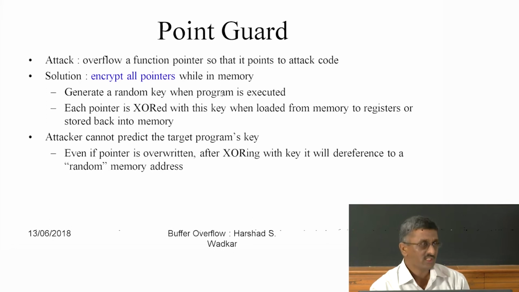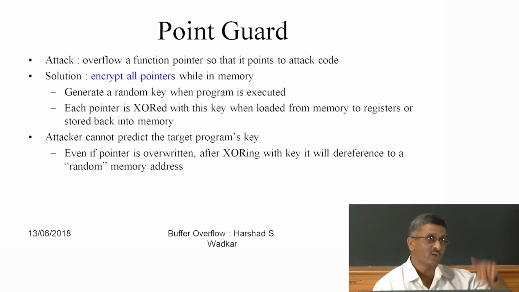What is required here is again a random number. Generate a random number key when the program is executed. Each pointer is XORed with this key. So whatever pointers we have will be XORed with this random number. Why a random number? If it is not random, the attacker will come to know one day or other, one execution or other execution. So the key which is XORed with the pointer needs to be randomly generated. Okay? So there is a random number generator which will generate a key.